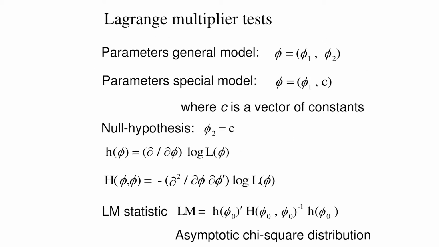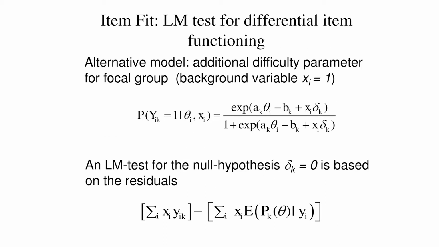and deciding whether one of the groups is disadvantaged or not. I need an alternative model, and here I've defined it for the 2PL model. The alternative model is a 2PL model with an additional difficulty parameter for what is called the focal group. The focal group is usually the disadvantaged group. And so we define a background variable, x, and it can be 0 or 1, and it is 1 if you are in the focal group, and it is 0 if you are in the majority group, the reference group, as it's very often called.